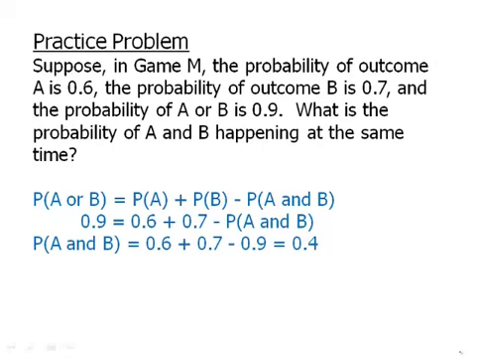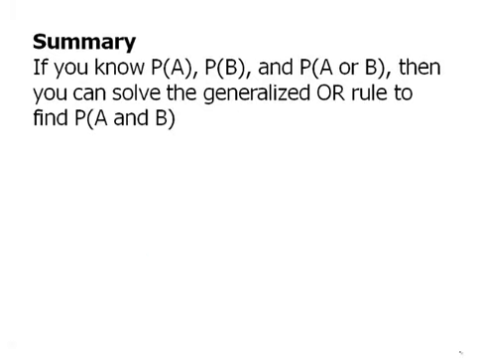So even though we knew the probability of A or B, we used the formula to find the probability of A and B. And again, if you know the probability of A, the probability of B, and the probability of A or B, then you can solve the generalized OR rule to find the probability of A and B.